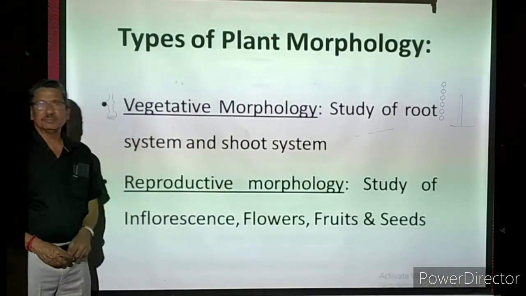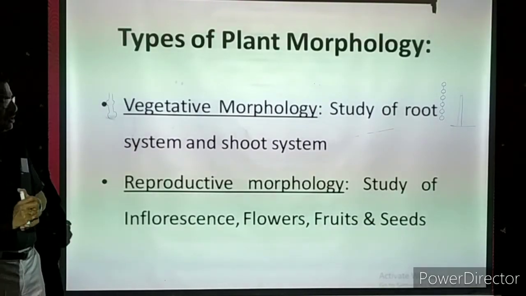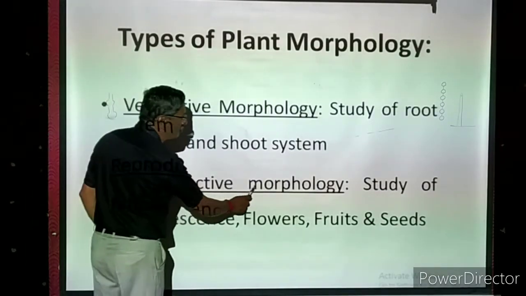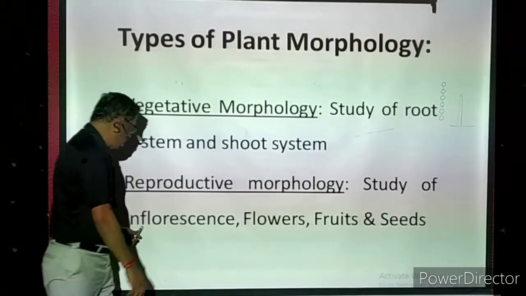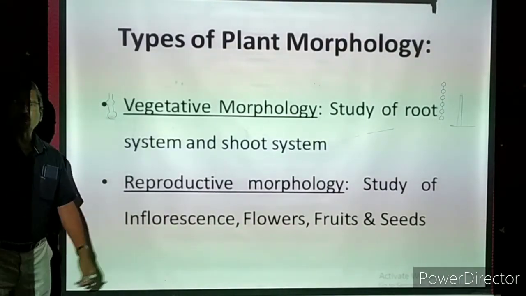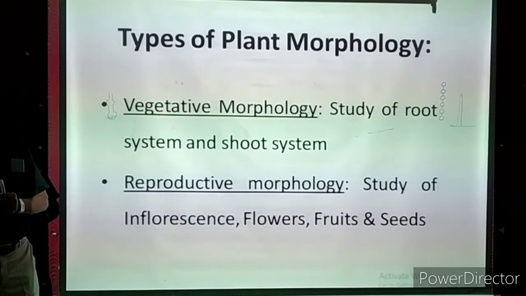Reproductive morphology means there are certain organs which are meant only for reproduction, not for any other purpose. That study we can call reproductive morphology. It is the study of inflorescence. What is the meaning of inflorescence? We have to see. In some plants, the flowers are produced in bunches.